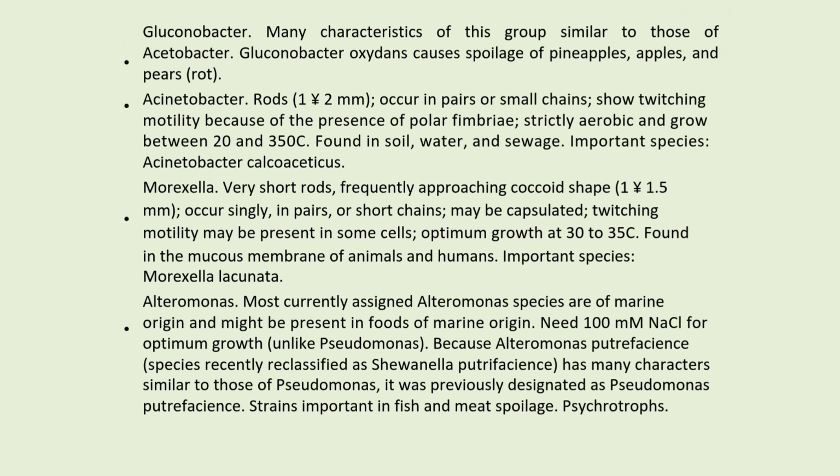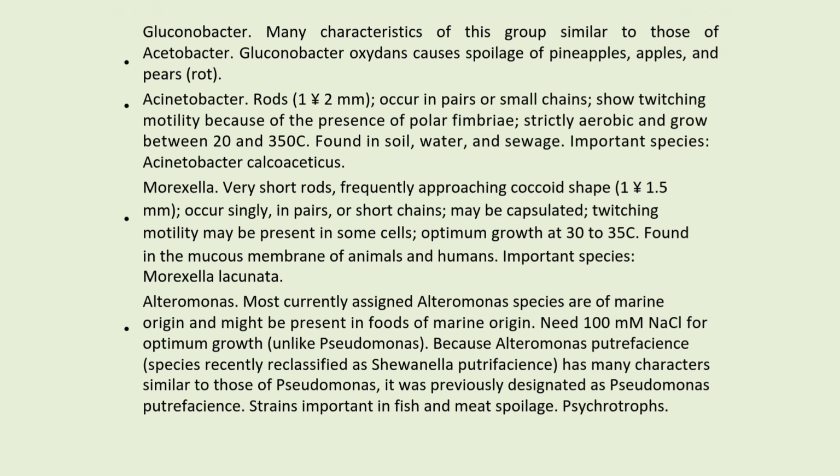Now, let's examine Acinetobacter. These are rods that occur in pairs or small chains. They show a twitching motility because of the presence of polar fimbriae. They are strictly aerobic and found in soil, water, and sewage. An important species is Acinetobacter calcoaceticus.